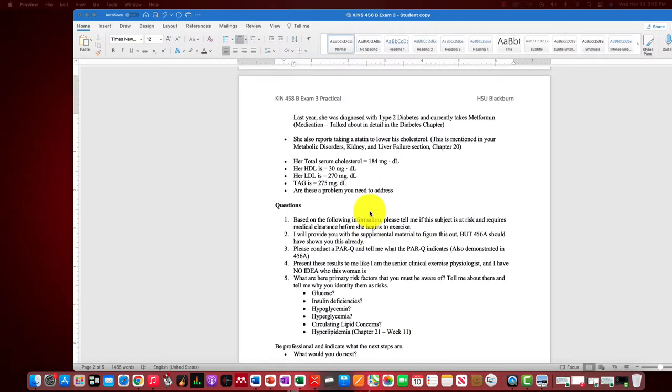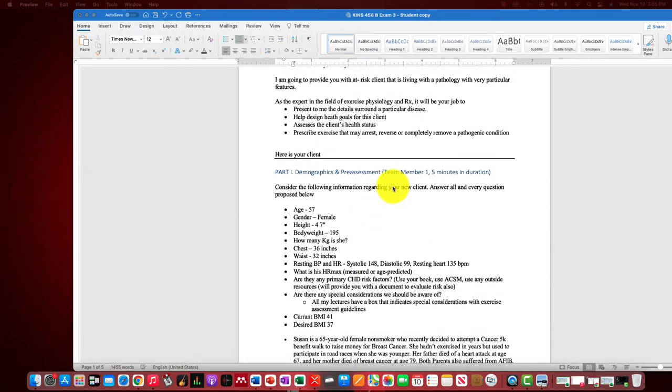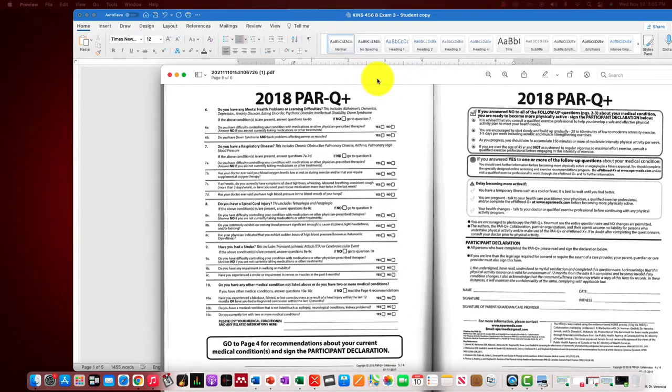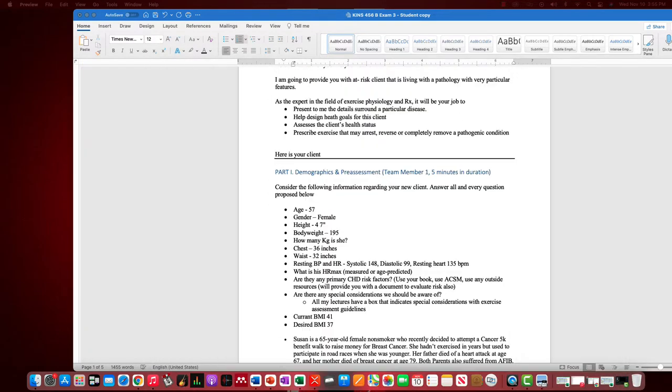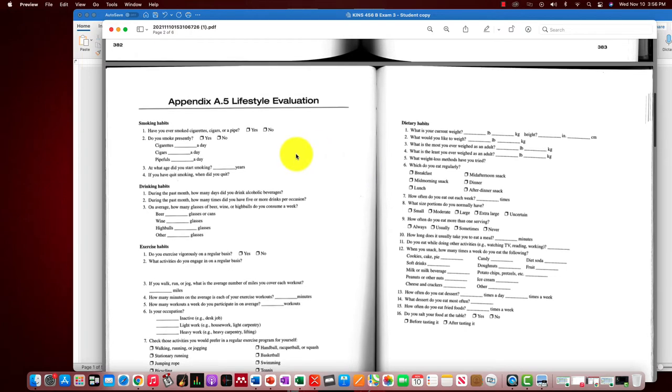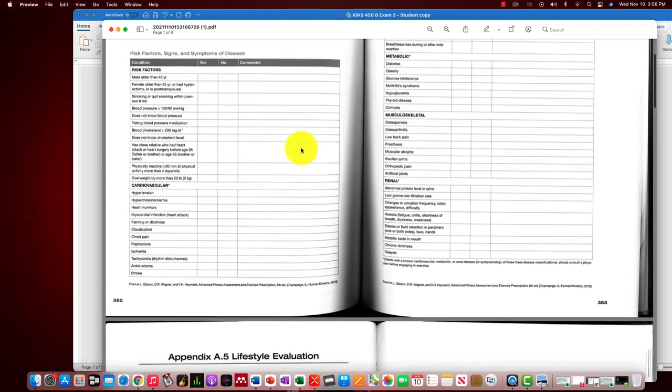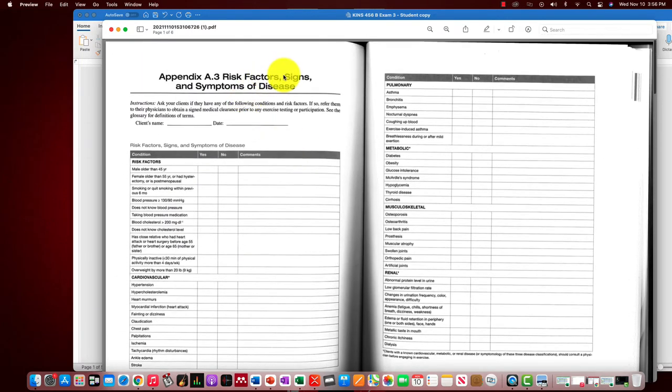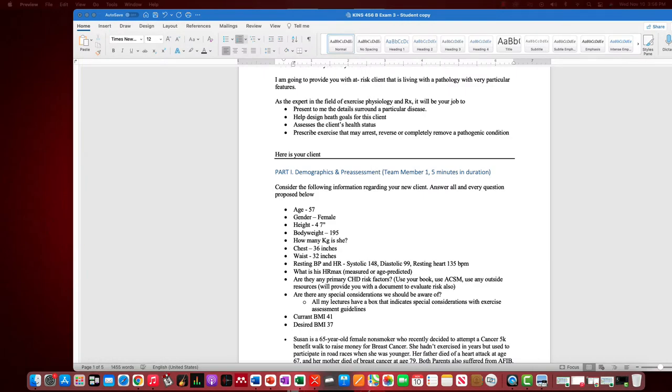Okay. So person one, whoever this is, you have about 5 minutes to tell me if she's at risk. Your PARQ should tell you that. Your medical history questionnaire, let me bring it back in, should tell you that. Your lifestyle evaluation should tell you that. And your risk factors and signs should tell you that. All of these should be indicators that will tell you that she is at risk.